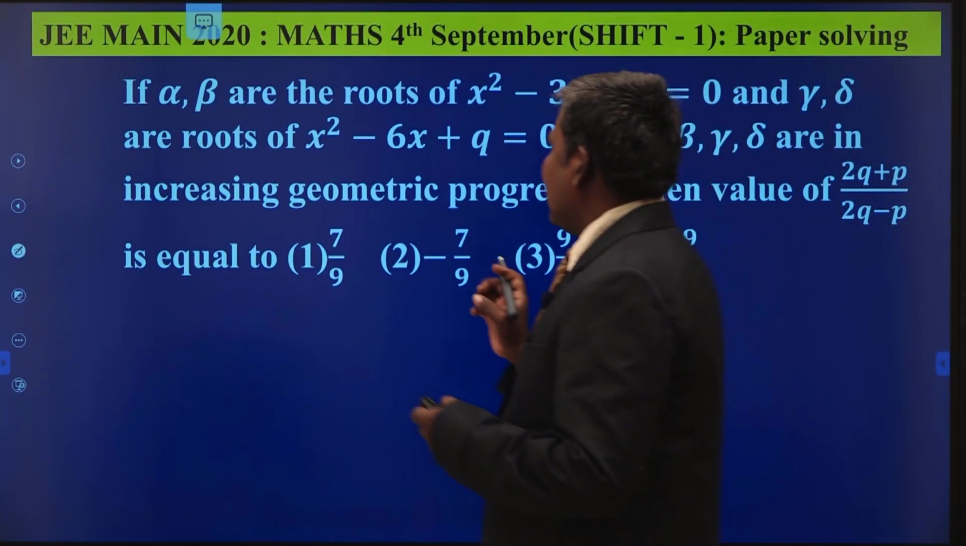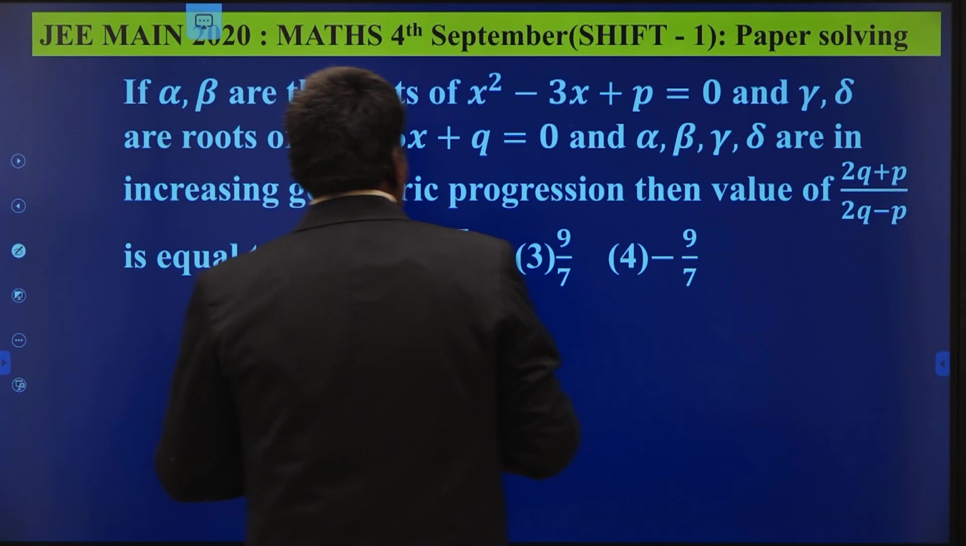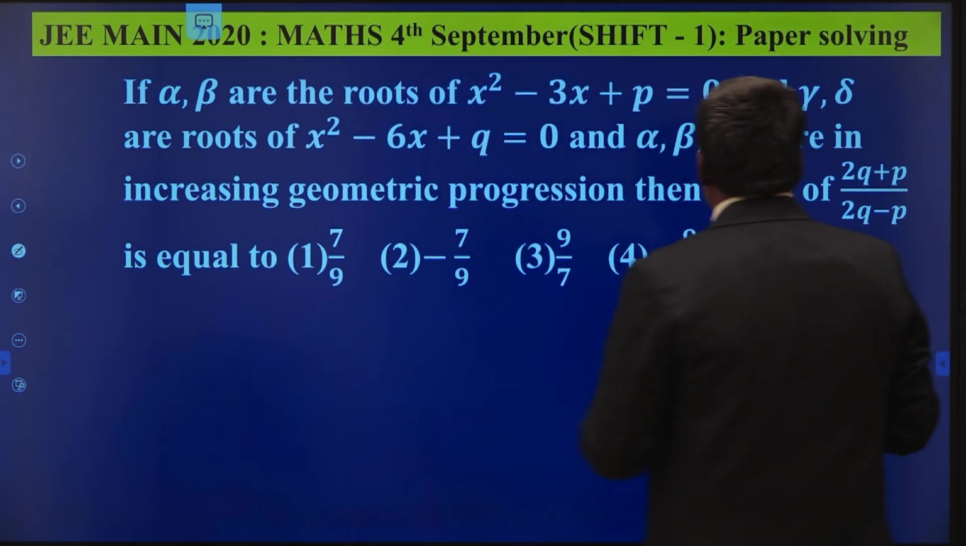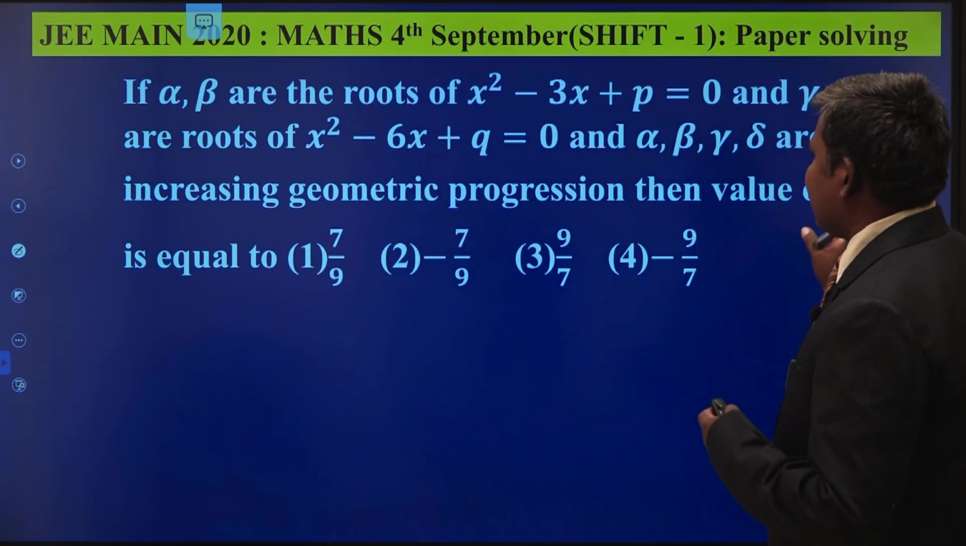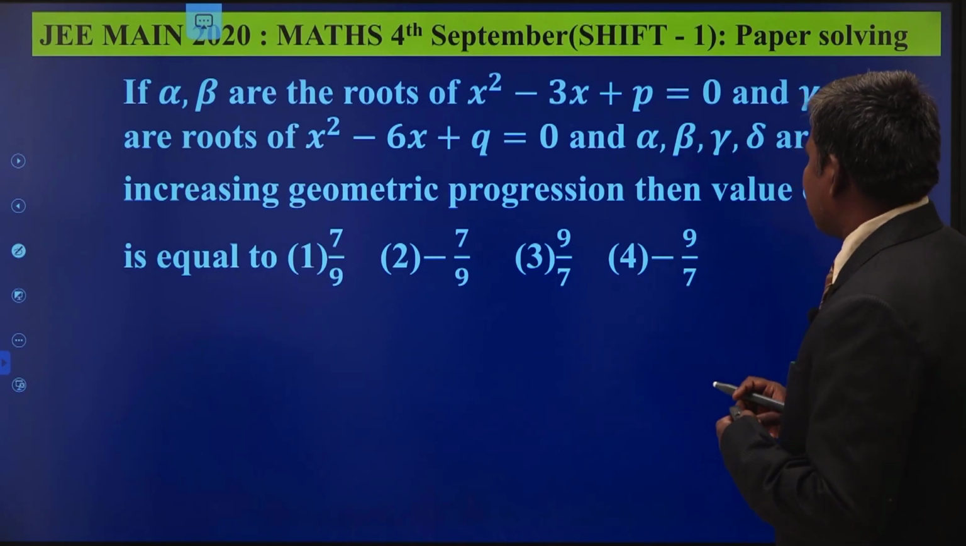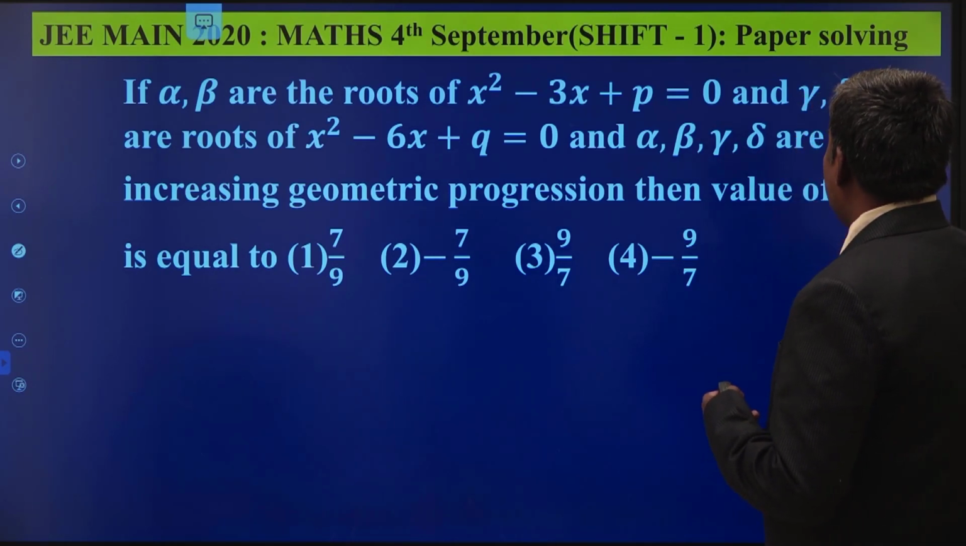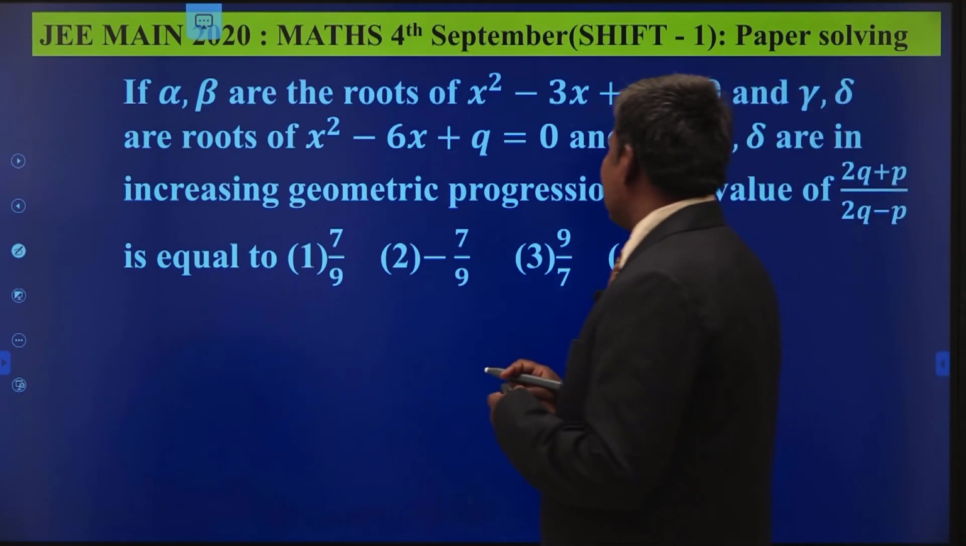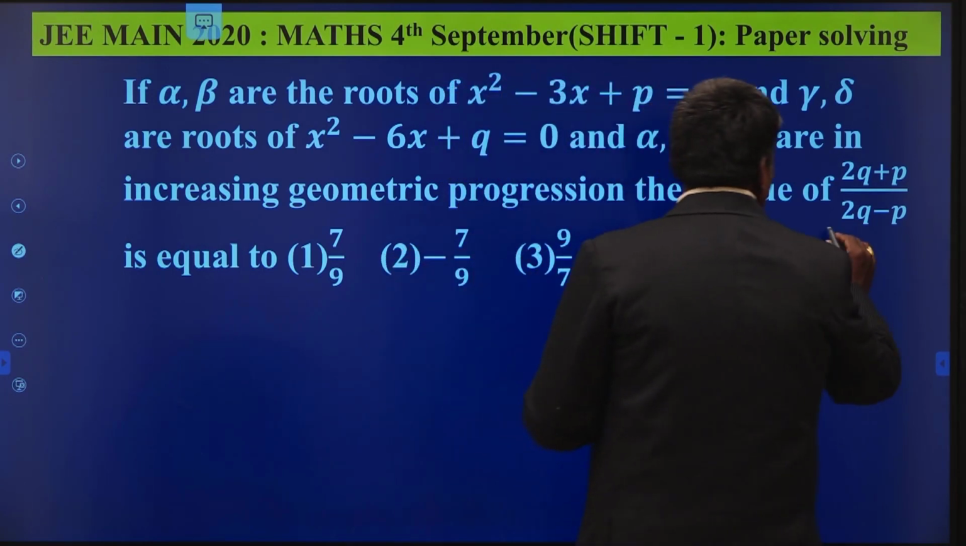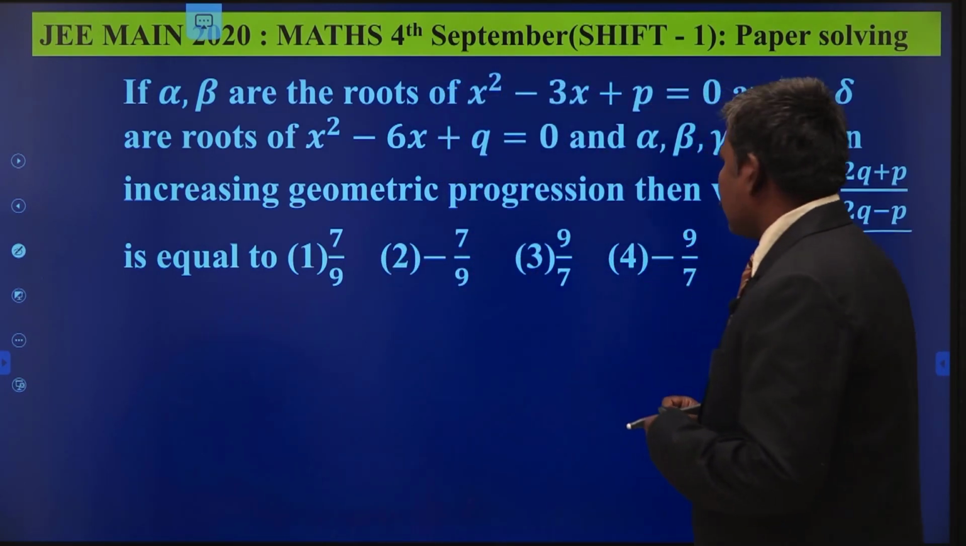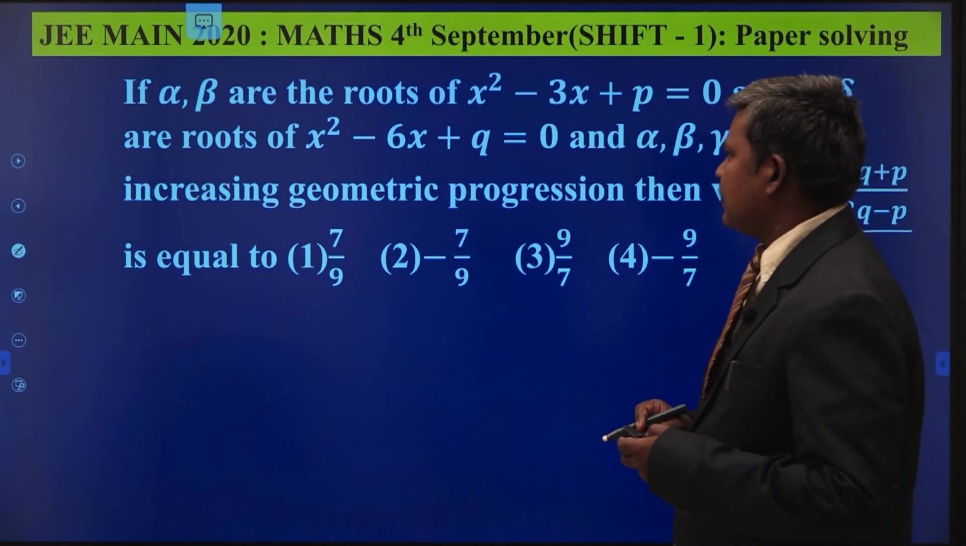See this question, alpha comma beta are the roots of x square minus 3x plus p equal to 0 and gamma comma delta are the roots of x square minus 6x plus q equal to 0. Alpha, beta, gamma, delta are in increasing geometric progression, then the value of (2q plus p) by (2q minus p) is what? This is the question.